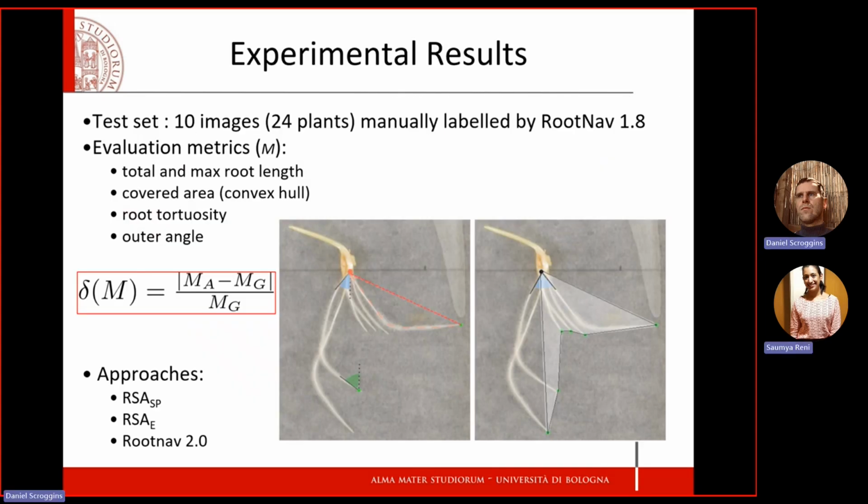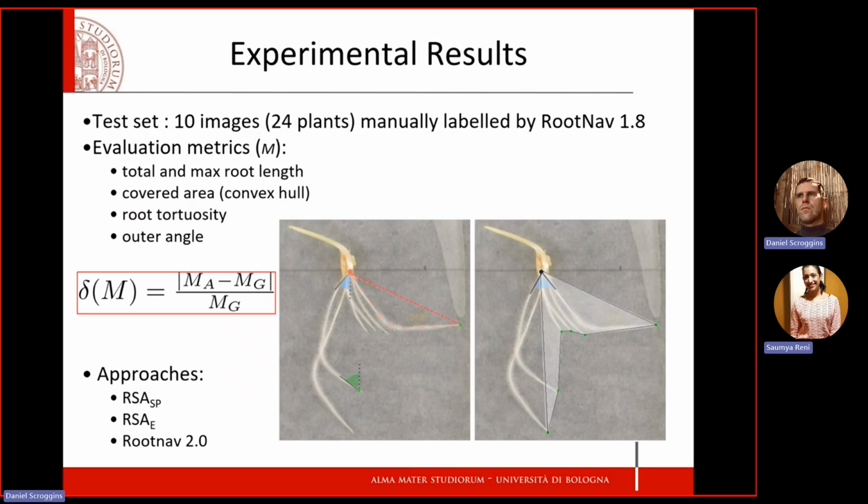Here we are at the experimental test. We built another test set by hand annotating 10 images for a total of 24 plants. This is a small data set because the annotation work is very long.